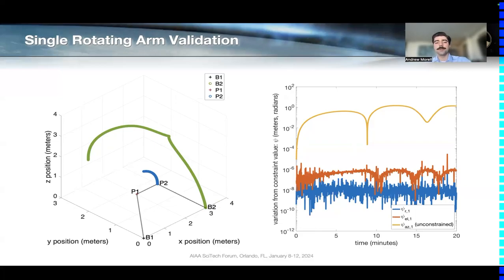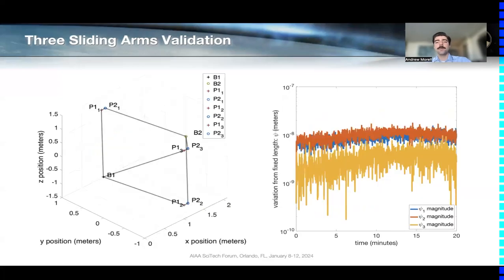Now we get to the work of combining 3 sets of these arms. So this is a set of 3 sliding arms. And once we connect them between, you see there's still 1 hub on each spacecraft in the relative motion plot, but now 3 connection arms.